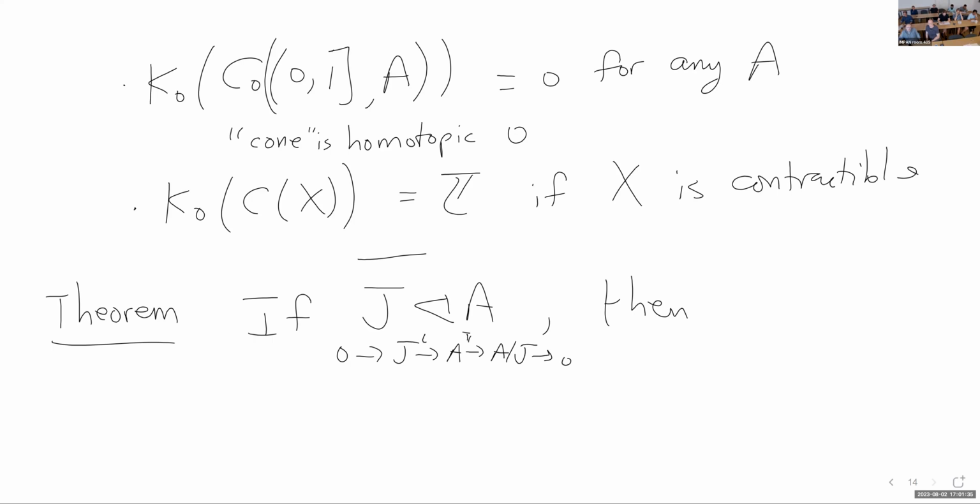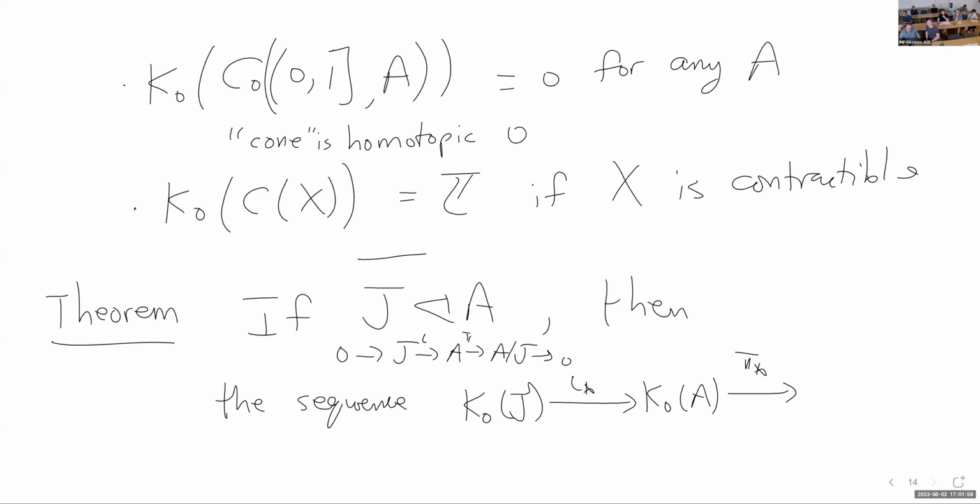So I know K0 is functorial. So this induces a sequence at the level of K0. Then the sequence K0 of J, iota star, K0 of A, I star, K0 of A mod J is exact in the middle.